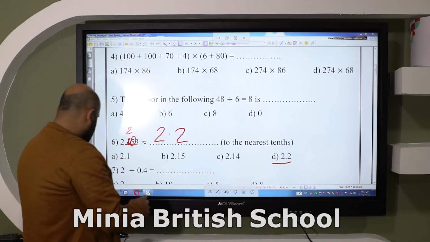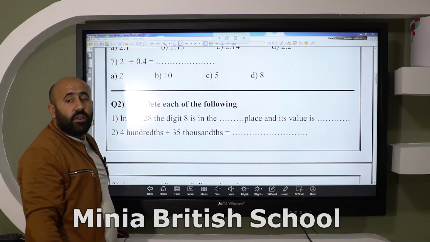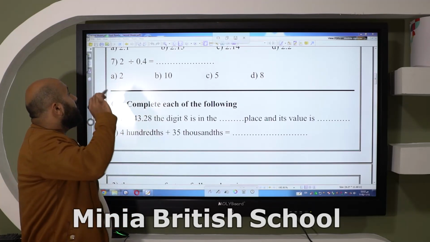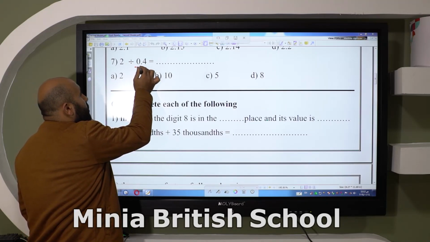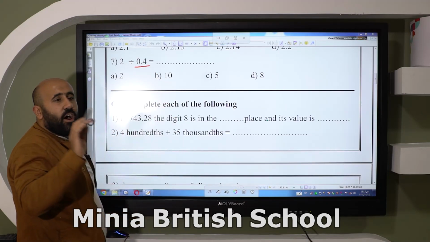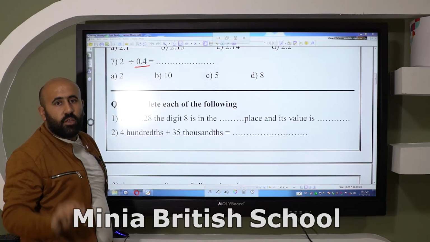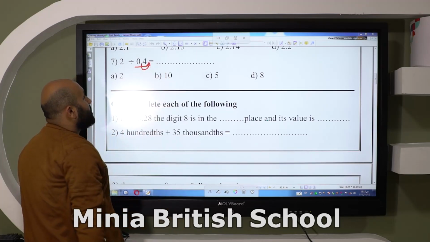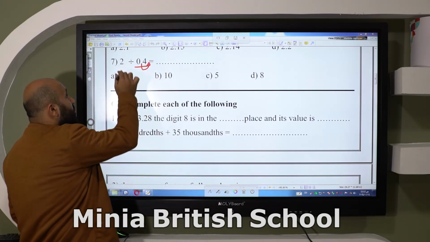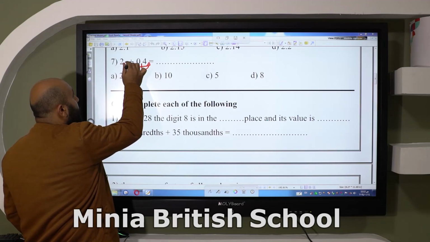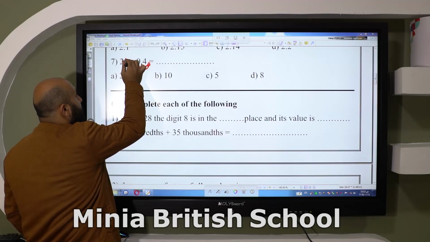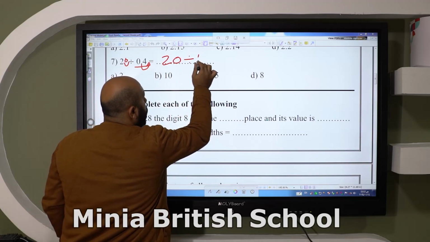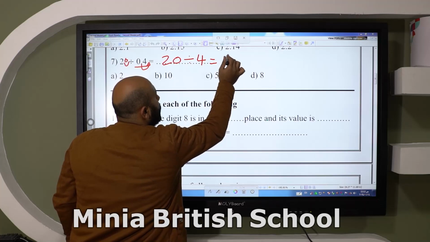The last one, number 7: 2 divided by 0.4. To make this division right, I must make the divisor a whole number, not a decimal number. So the decimal point will move to the right one place, and also the decimal next to 2 will move one place, so it will be 20 divided by 4, which equals 5.